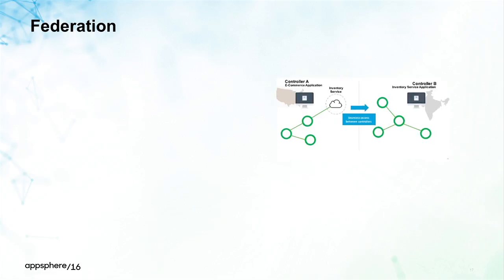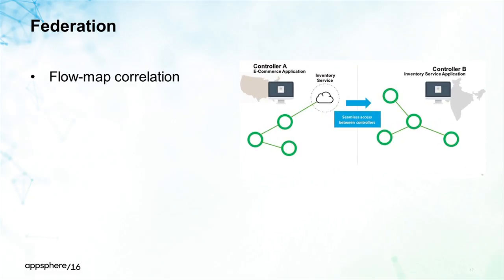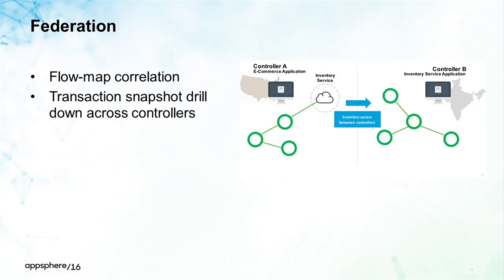But what we really want to facilitate is the flow maps that you all see every day. They need to surface that kind of information, so you can now build correlation across multiple controllers. Then extend that as you're drilling down into transaction snapshots. You should not be limited to your current controller. We take care of all the authentication. As long as the user's role allows them access to the other controller, we want to make it very easy. As soon as you drill down, you can just access data from the other controller.